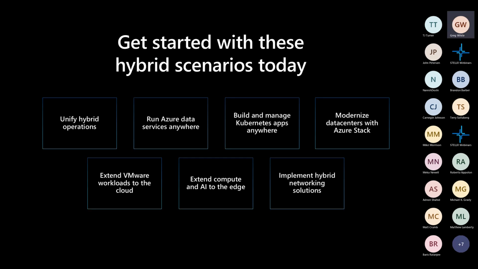Here are other capabilities for getting started. These are some of the scenarios that exist of how you unify operations. How do you run data from your customer anywhere in a consistent environment? Managing Kubernetes, modernizing the data center, extending VMware workloads into the cloud. If your customer has an invested on-premises commitment to VMware, we can talk about strategies of how that can be extended to take advantage of the Azure public cloud through the Azure VMware Solution offering. You can extend your compute and artificial intelligence out to the edge using these technologies, and implement a hybrid networking environment for your particular customer.